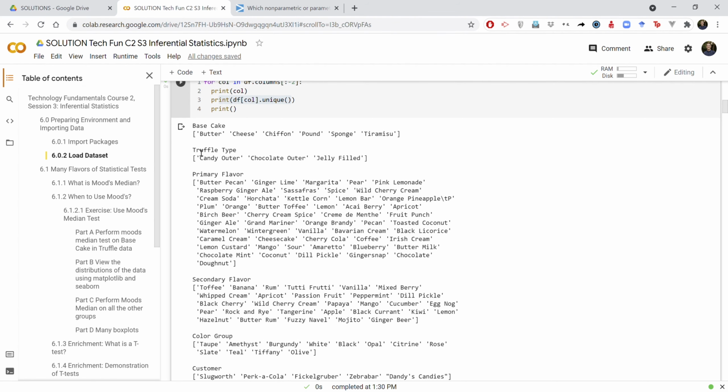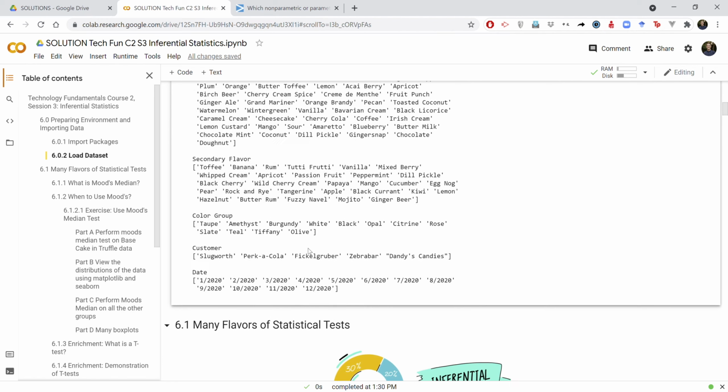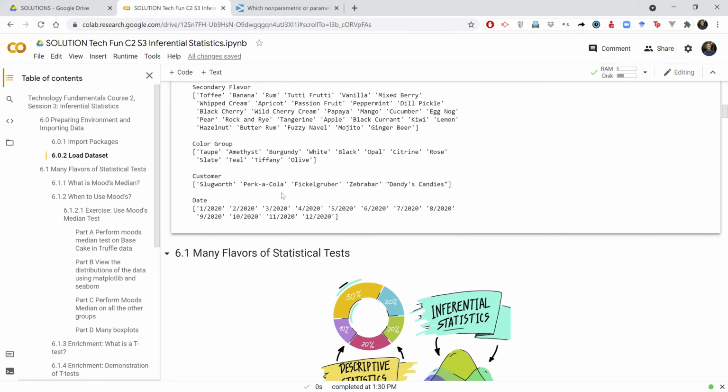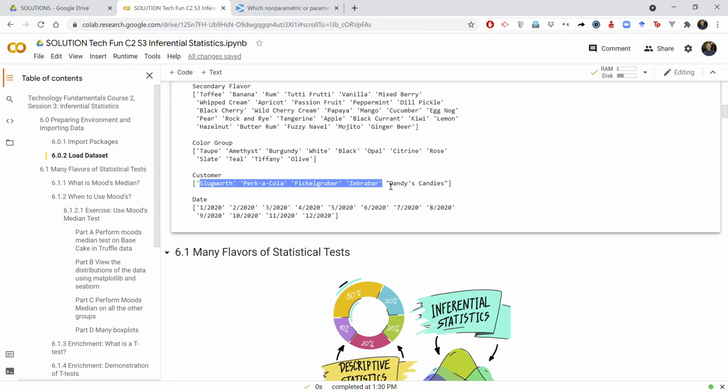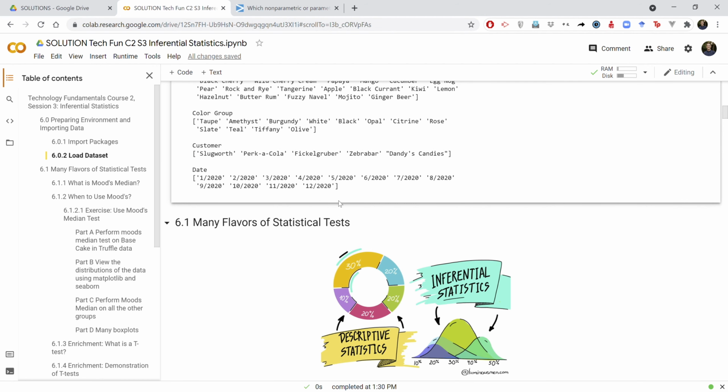We have an overall truffle type. Some will have a candy outer shell, some will have a chocolate outer shell, and then some will be jelly filled. We have a primary flavor and a secondary flavor, as well as a color group. And then the customer or distributor that we are shipping the order for, as well as a date. Looks like we have every month in 2020.